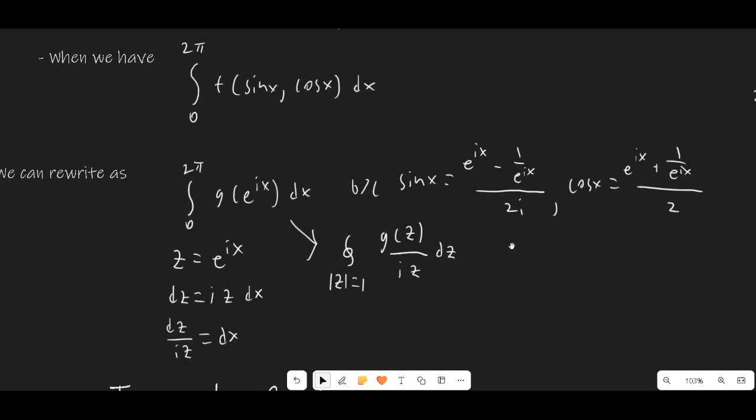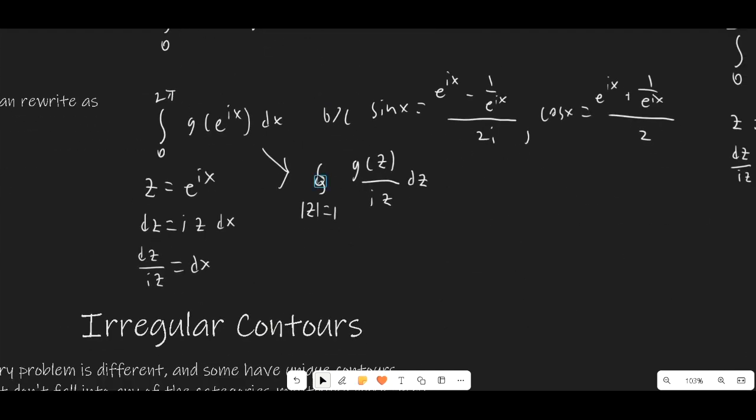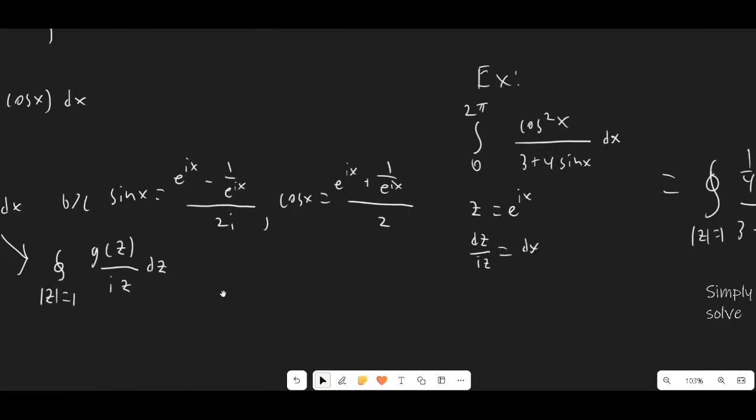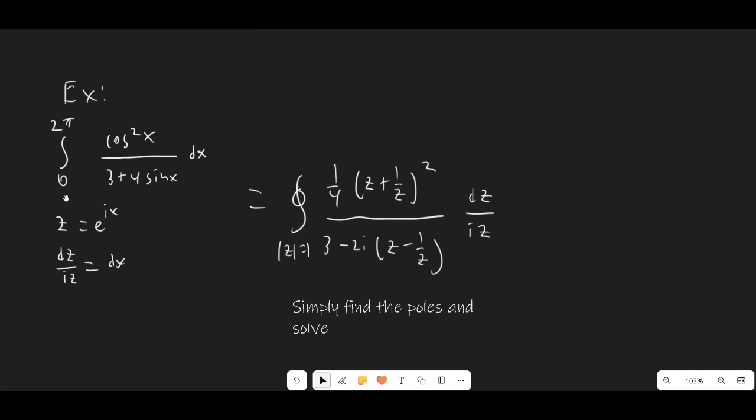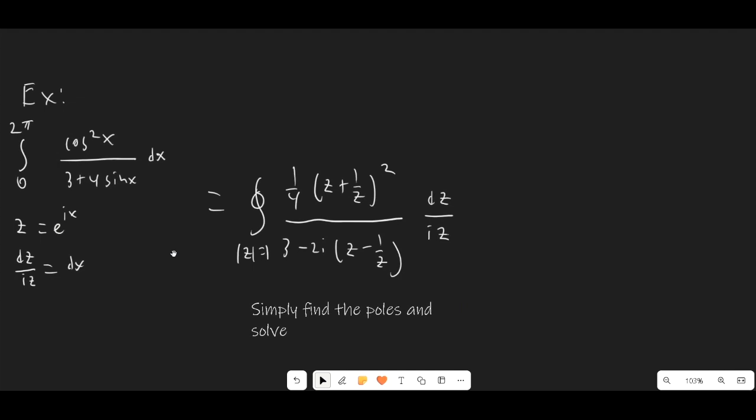So this means that it's actually equal to the contour integral over the modulus of z equals 1 of g of z over iz dz. So let's look at an example of how this works out. This is our function: the integral from 0 to 2 pi of cosine squared of x over 3 plus 4 sine of x dx. Then z is going to be e to the ix, and dz over iz is going to be dx. And this just ends up being the contour integral over modulus of z equals 1.